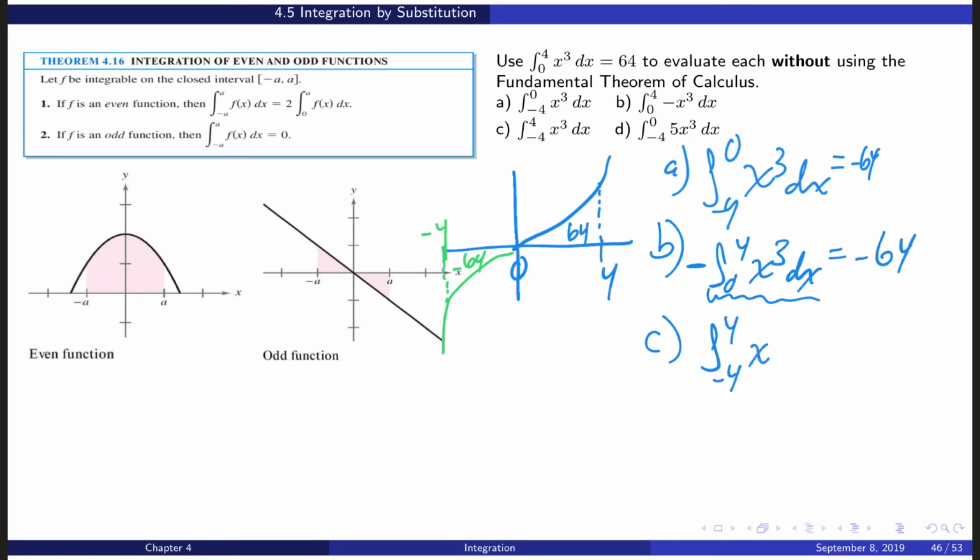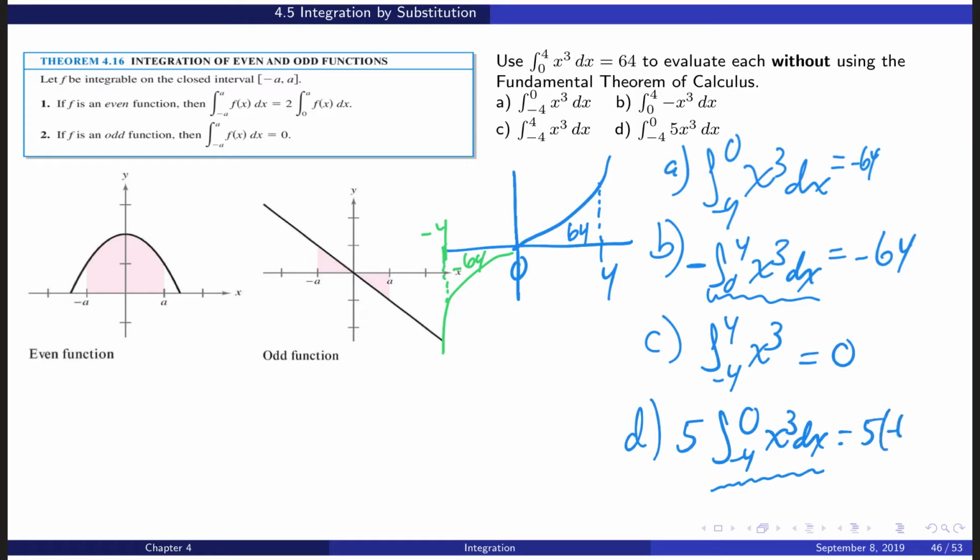Part C, negative 4 to 4 for x cubed. Now we're including both parts, both the positive part from 0 to 4 and the negative part from negative 4 to 0. Those are going to cancel each other out. And a direct application of property 2 here is that that quantity is 0. And then finally, for part D, the antiderivative from negative 4 to 0 of 5x cubed, I'm going to bring the 5 to the outside, because constants can move inside and outside of antiderivatives. We know from a previous part A that this quantity here is negative 64, so my answer is 5 times negative 64, which equals a negative 320.